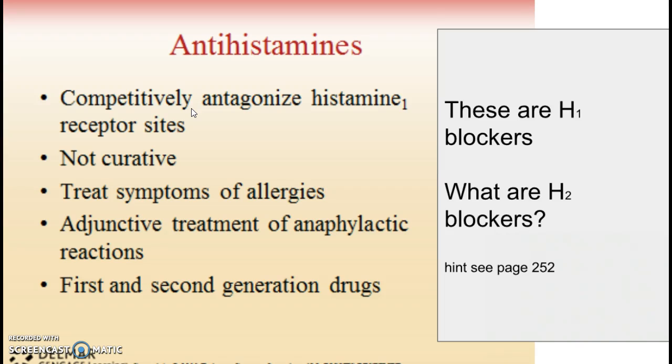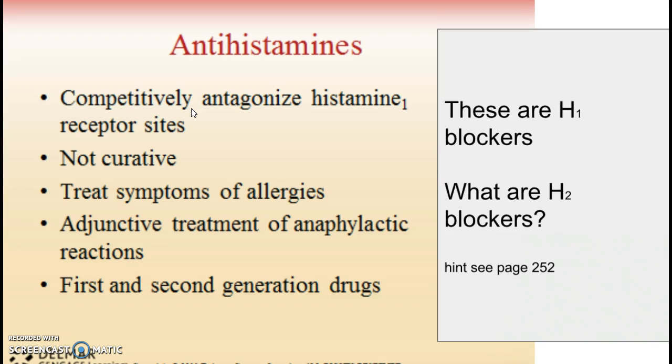Antihistamines, most people that live in Oklahoma are familiar with antihistamines. They're sometimes called H1 blockers. And here on my slide, as you can see, it says they're not curative. They treat symptoms of allergies. They're going to block the inflammation response. So that's why they're called H1 blockers. And I have a question for you to the side. These are H1 blockers. What are H2 blockers?